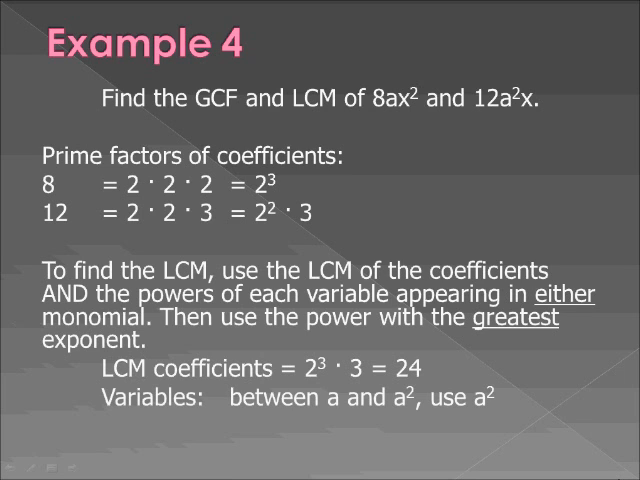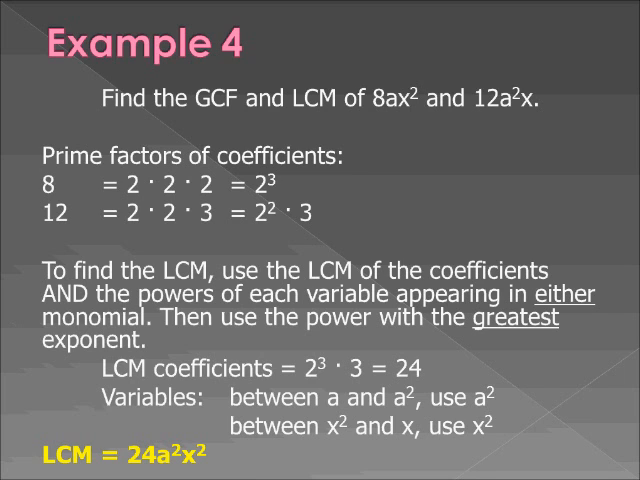Now, between the a and the a squared, again, they appear in either monomial. In this case, it happens to appear in both. We take the a squared because we want the power with the greatest exponent. Likewise, between x squared and x, we're going to choose x squared. So here, the least common multiple of 8ax squared and 12a squared x is 24a squared x squared.